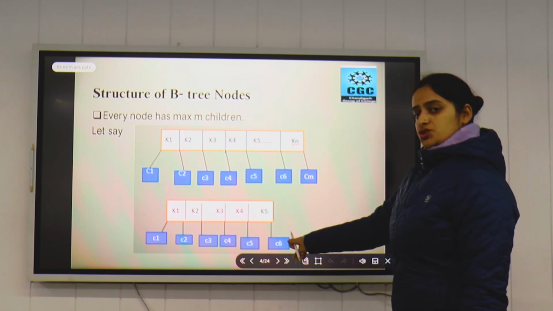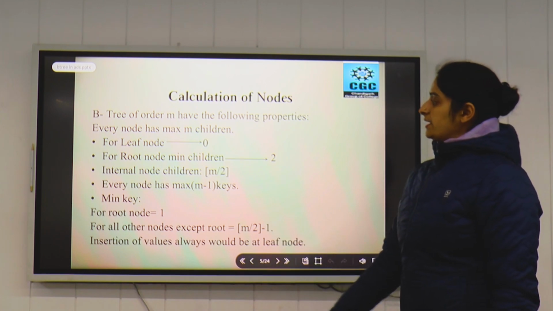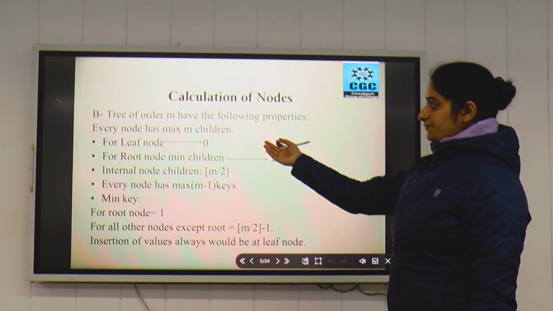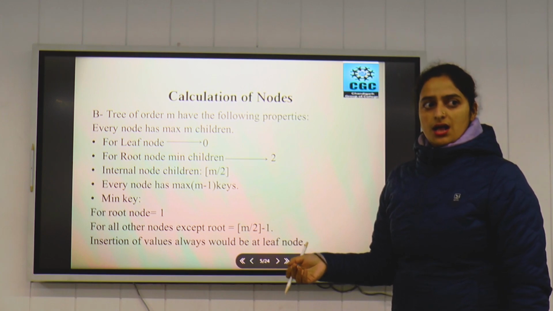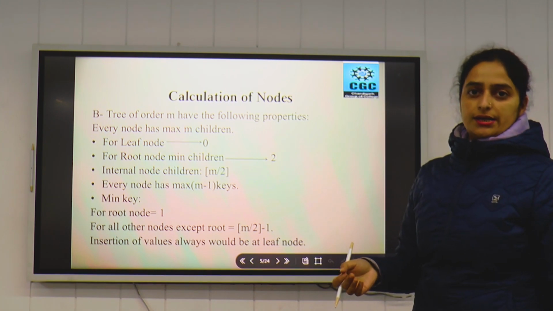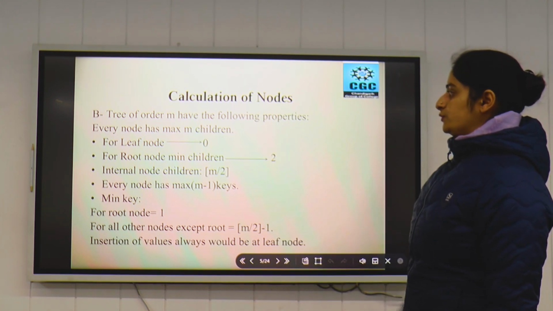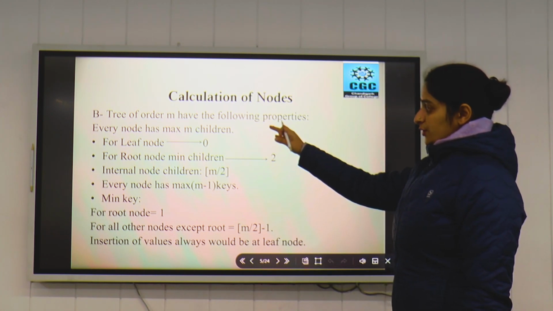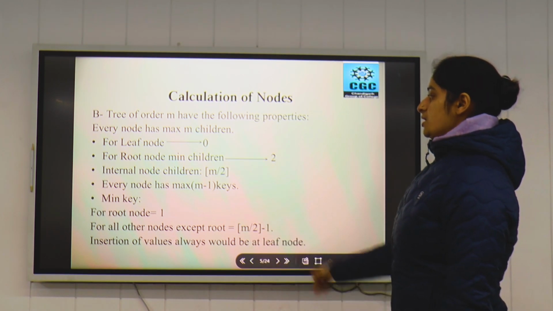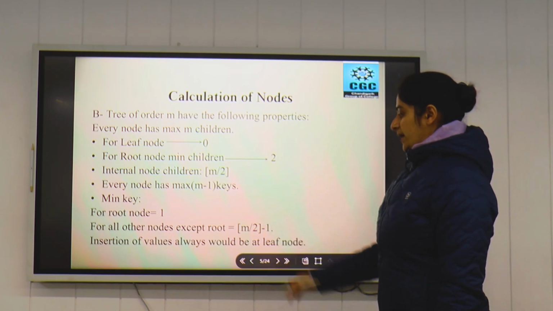Here we have 6 children and 5 keys. Similarly, it is mentioned here that every node has a maximum of m children. Here we can see the leaf node. The leaf node has 0 children. What does it mean? The leaf node is always the very final stage, meaning after the leaf node there is no child, so it points to 0. Then for the root node, the minimum number of children is 2. Then if I am talking about the internal node, the children are counted by applying the formula m by 2. So what does it mean?